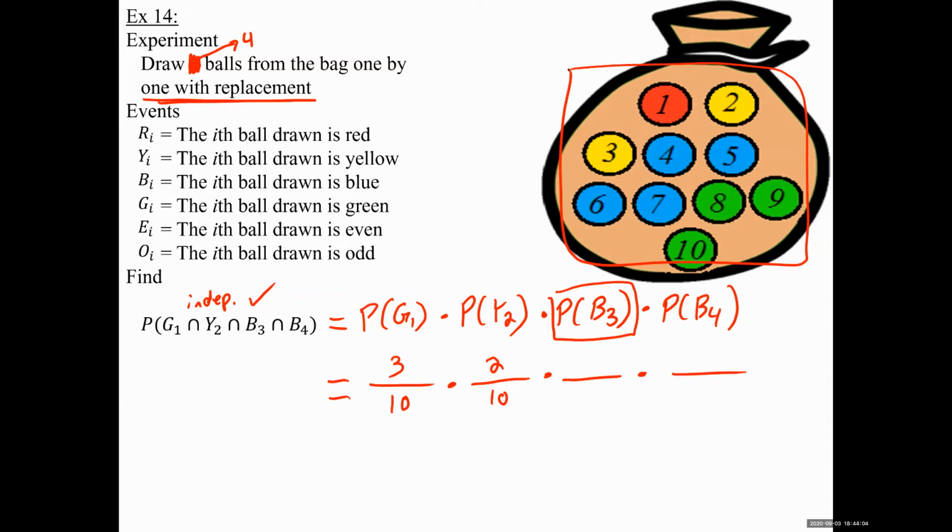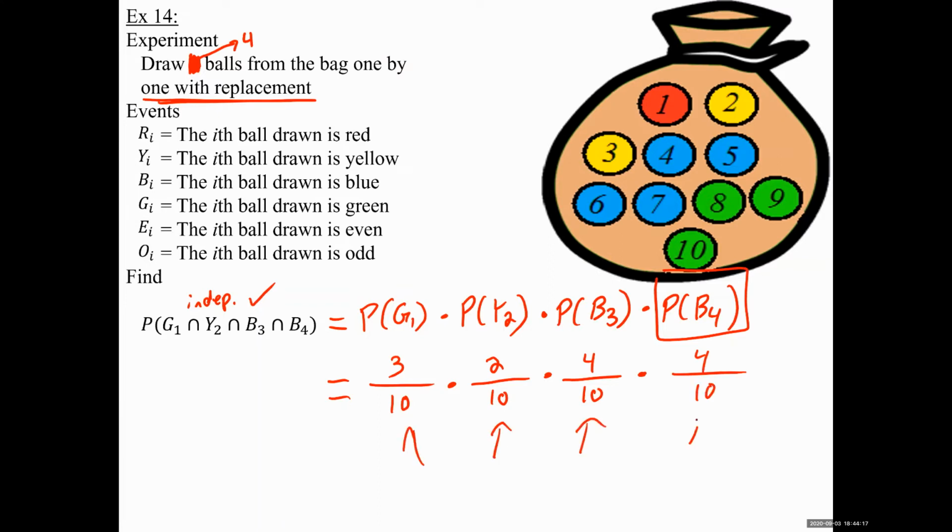4/10. Okay. Who can tell me the probability of getting a blue on the fourth one? 4/10. 4 out of 10. The fact that all the denominators are 10 tells me that every single time we have a full bag with 10 numbers in there. Okay? You'll see how that's going to change in the next example. But yeah, you do that.